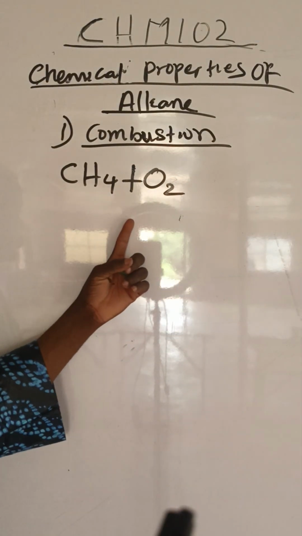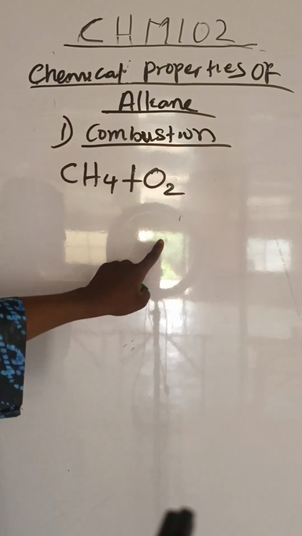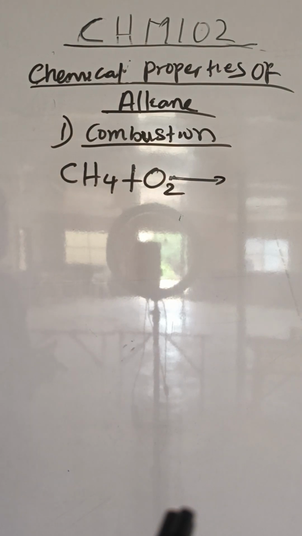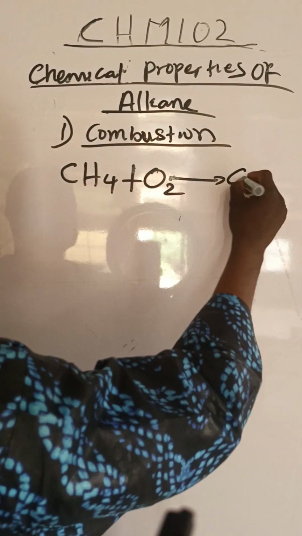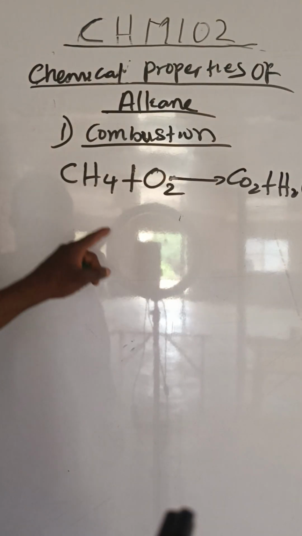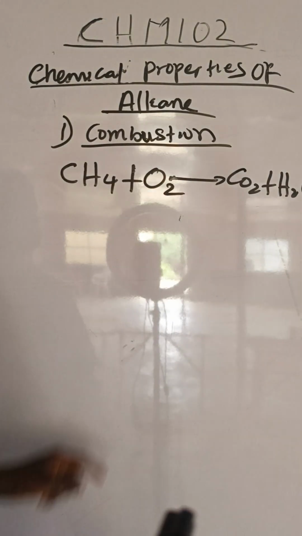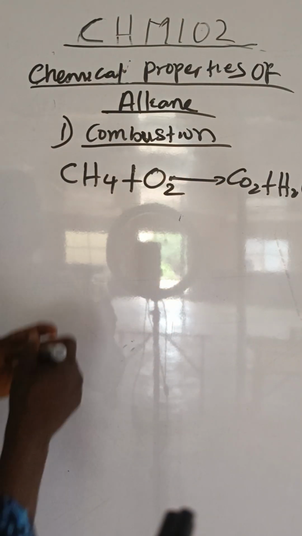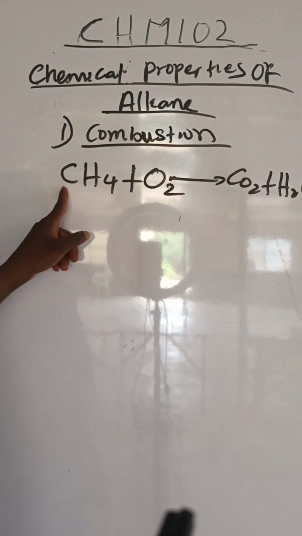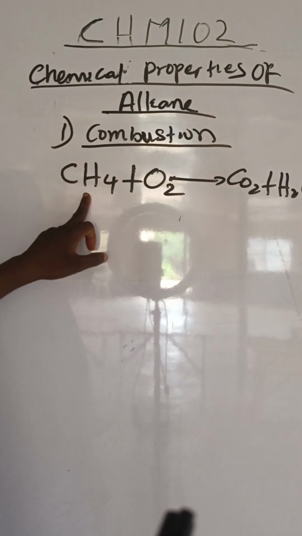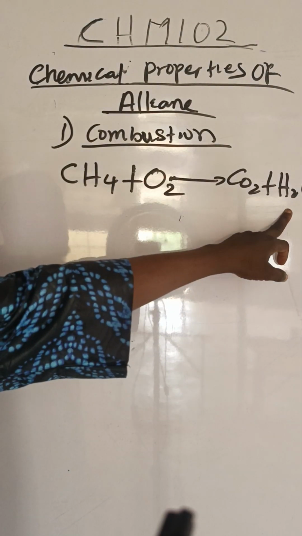This one is O2, which is oxygen gas, excess of oxygen. So what will it give us? Anytime you are dealing with combustion, you must get carbon dioxide and water. CO2 plus H2O. How do we know? Because we are dealing with combustion, and in combustion you must get CO2 and H2O. Okay, let's check if the reaction is balanced. How many carbon do we have here? Carbon is 1. Here, 1. Hydrogen is 4 here. Hydrogen is 2 here.